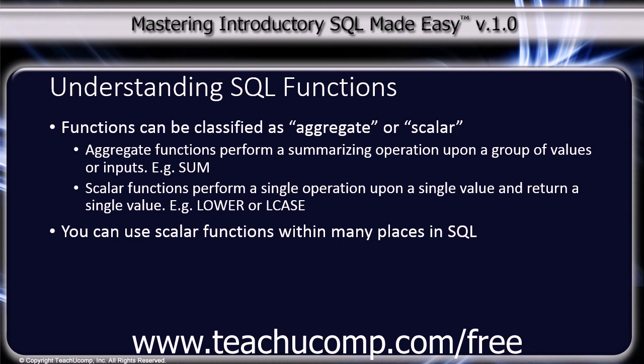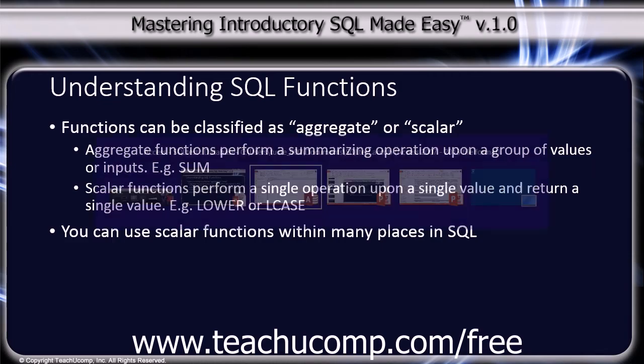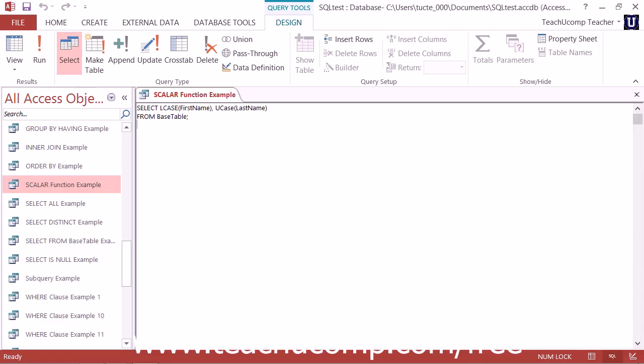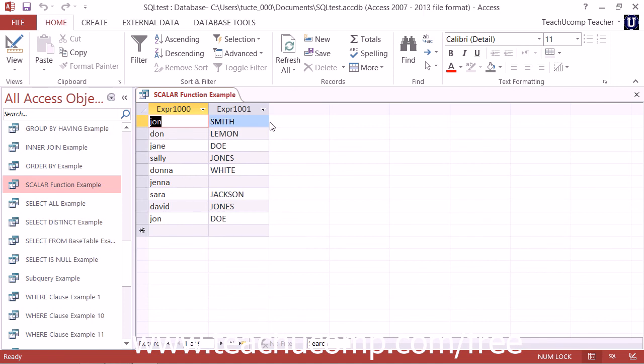Let's take a moment to look at some scalar values within a query in Access 2013. So here we have a SQL select statement, select lcase first name, and ucase last name. So lcase will return the first name field in lowercase, and ucase will return the last name field in uppercase. So if we run this query, we can see the result set.